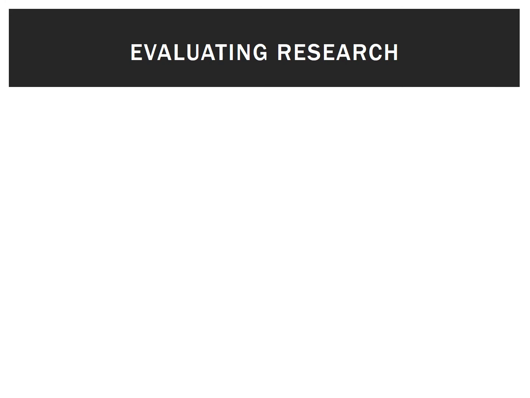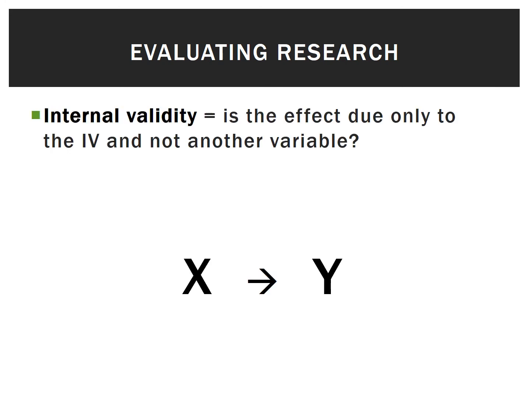All right, the third type of validity you want to look at when you're analyzing or evaluating a study is called internal validity. So this is mainly relevant with true experiments, not so much with observational and correlational studies, because what you're looking at with internal validity is whether the effect you have is due only to the IV, the independent variable, or could it possibly be due to something else?